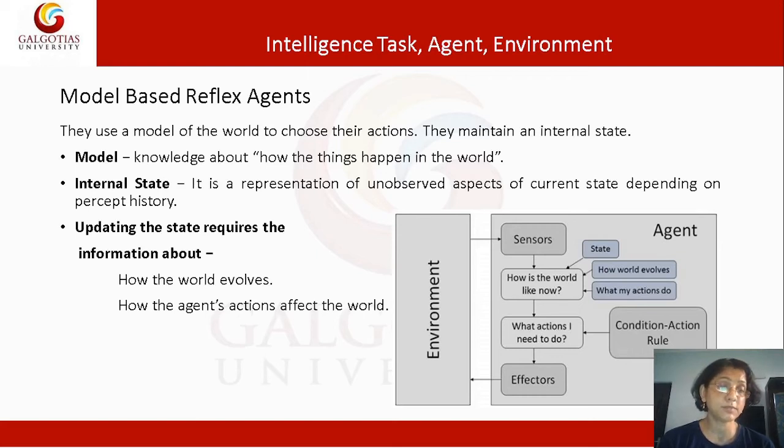So the agent will initially be in one particular state, as has been shown in the diagram. So it will be in the initial state. Now the internal state is the representation of the unobserved aspects of the current state, depending on the percept history. Updating the state requires information about how the world evolves, like under different situations how the machine has gone to different states, and how the agent's actions affect the world.